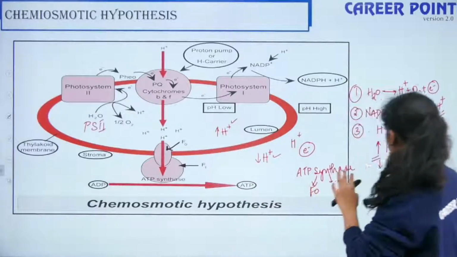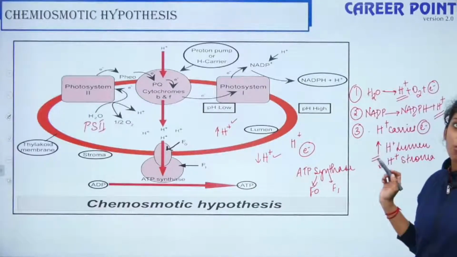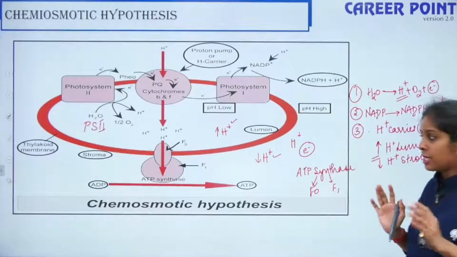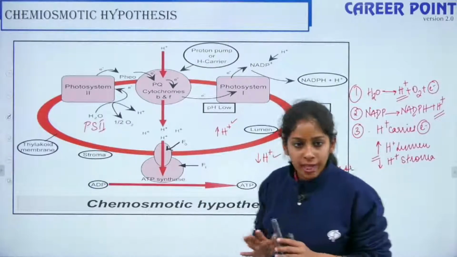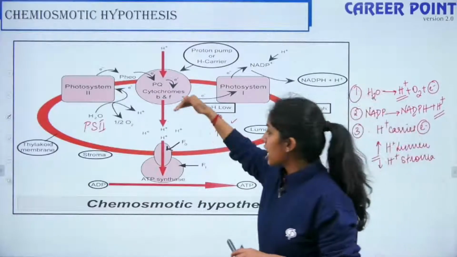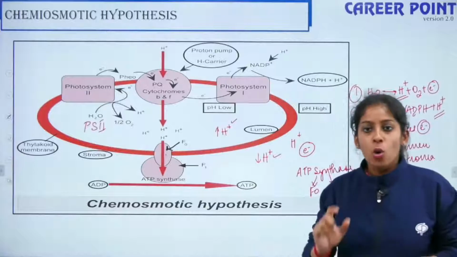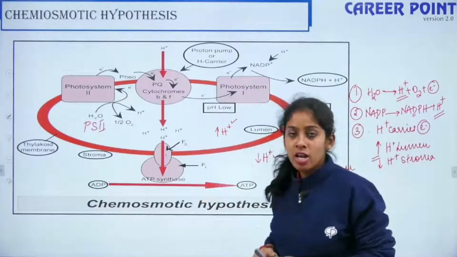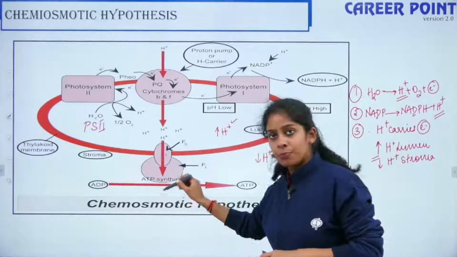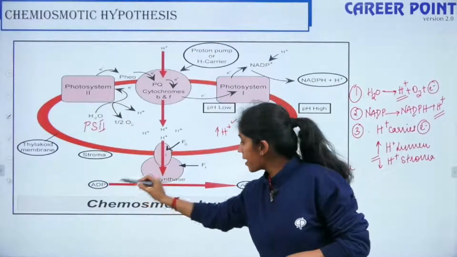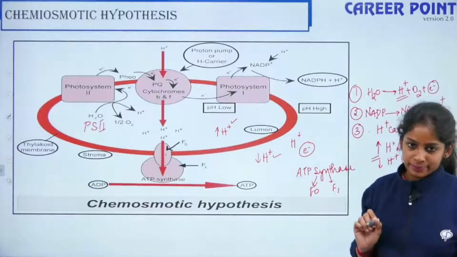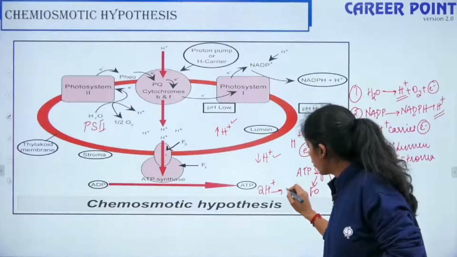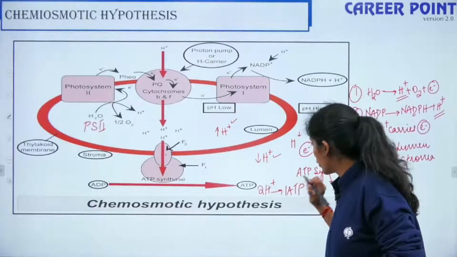So when the difference is there, the lumen has high H+ and the stroma has low H+, the gradient has to be broken, right? So the H+ ions pass through the F0. When they pass through the F0, there's a conformational change in the F1, so the H+ ions come out. When it comes out, the ADP is converted into ATP. So for every 2 H+, you have 1 ATP being produced.